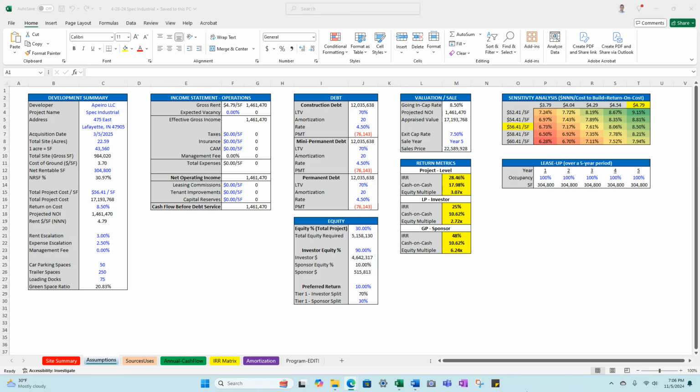Today, I'd like to walk you through an Excel financial model for an industrial real estate development. This deal was underwritten in 2019. It was actually a deal I looked at as part of my master's thesis capstone project. And I built this financial model from scratch.